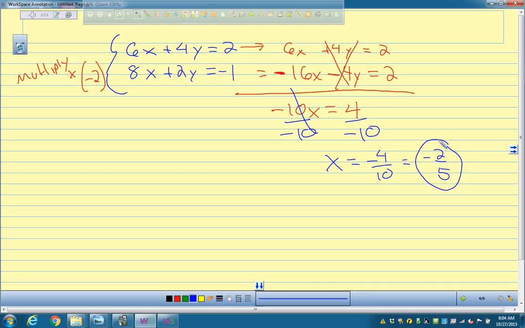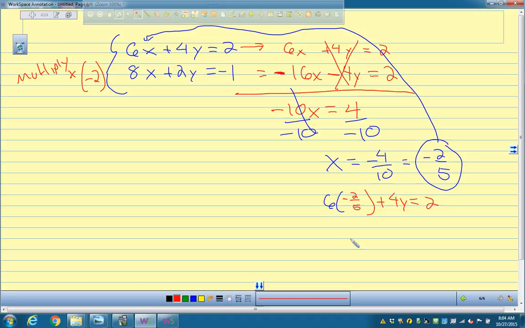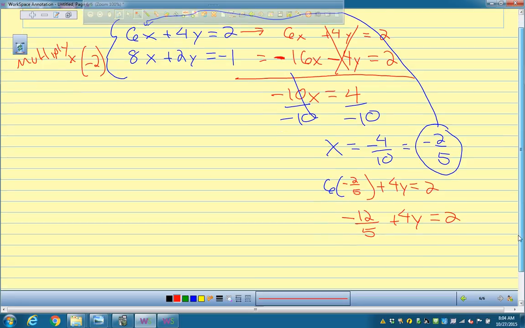I'm not done because I have to take that and figure out what y is. Now you've got to worry about fractions. So I'm going to take this and plug it in here, and hopefully it won't work out too bad. So I'm going to get 6 times -2/5 plus 4y equals 2. Then I multiply across. What's 6 times -2/5? -12/5 plus 4y equals 2. It doesn't always come out nice and neat.